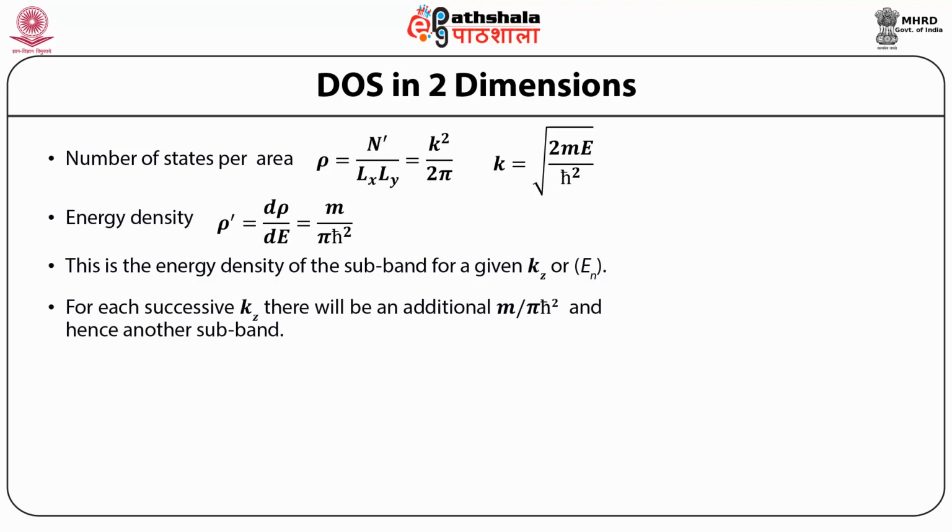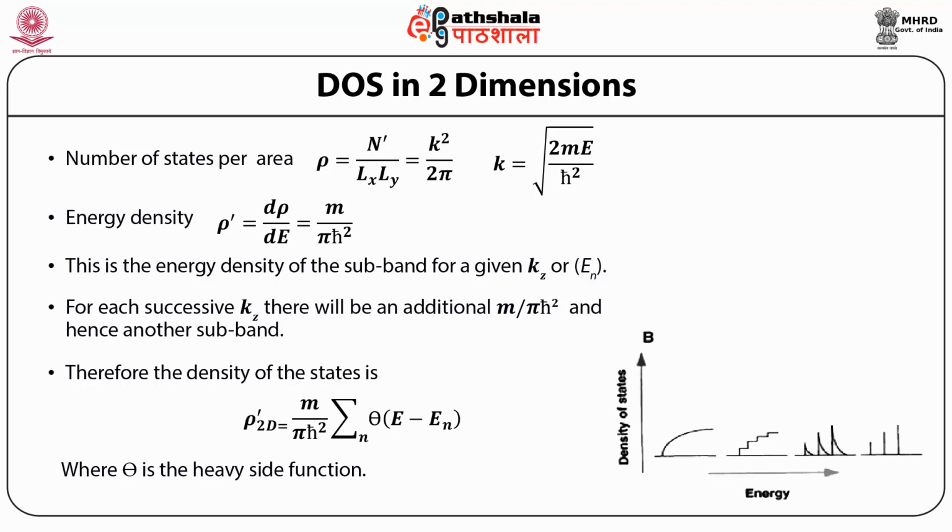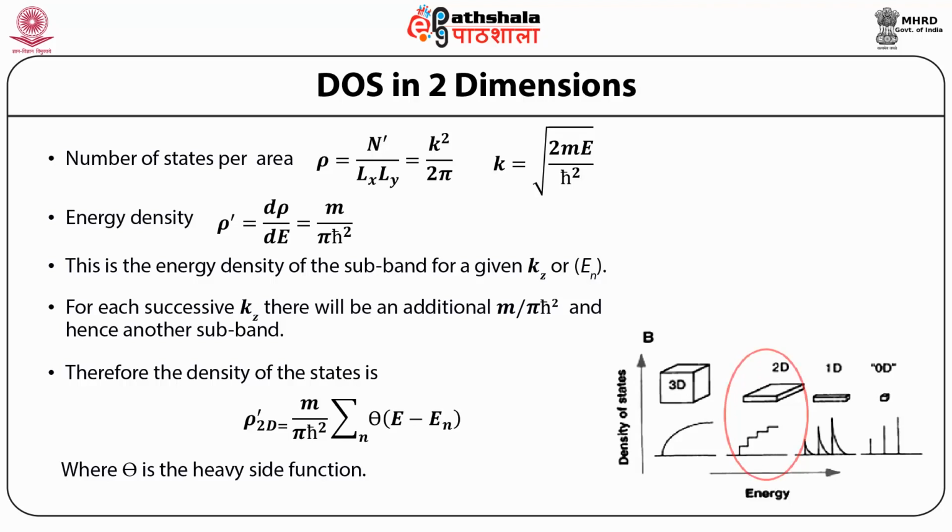For each successive kz, there will be an additional m by pi h cut square and hence another subband. Therefore, the density of states is written as rho prime 2D equal to m by pi h cut square summation over n theta E minus En, where theta is the Heaviside function. So now students, as you can see in this figure, this shows the density of states in 2D, and here it shows a step-like function, and the below state shows the occupied states.